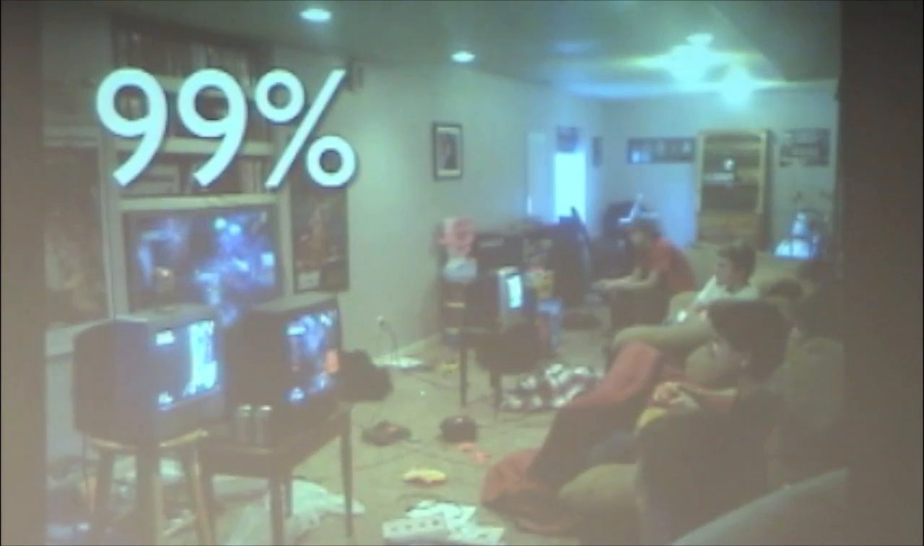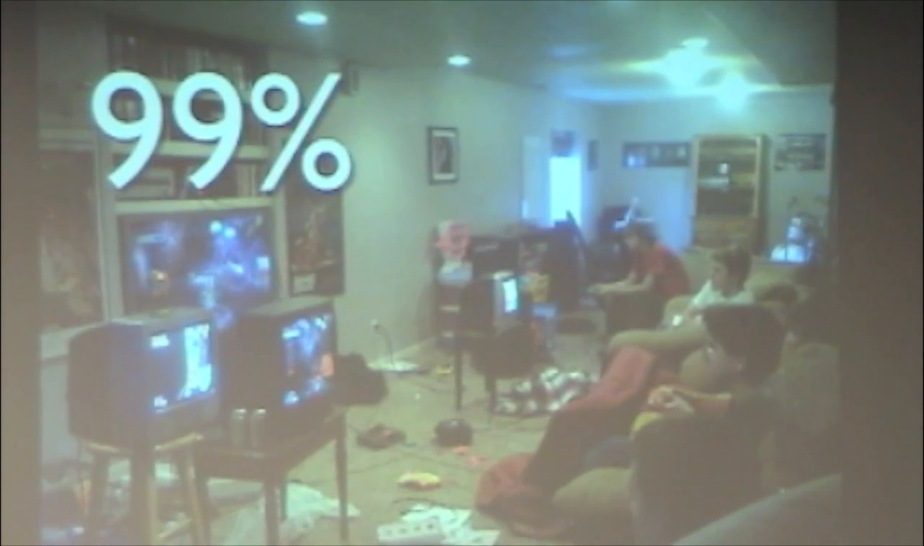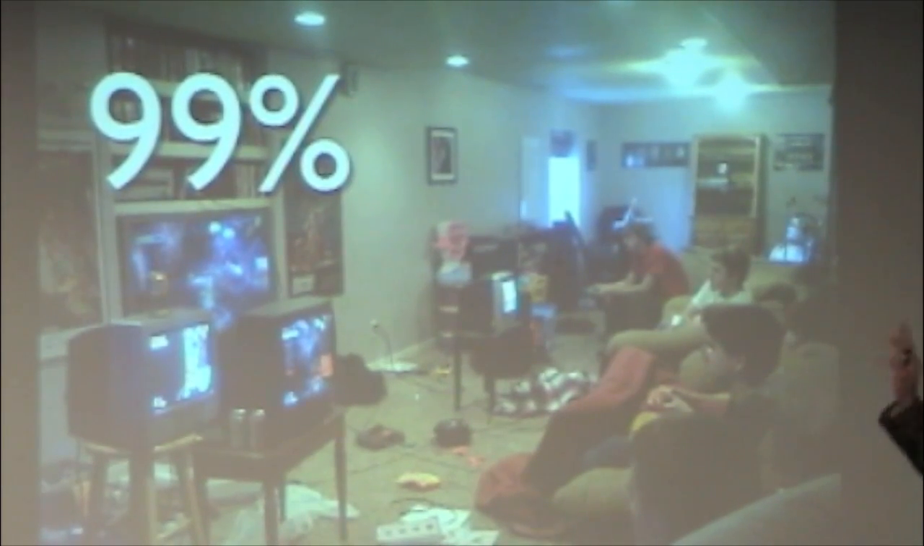This is an interesting little picture I took in my basement the other day. This is my son and 4 of his friends. I don't know if you've ever seen this happen. They brought 5 TVs, 5 video game consoles, and they all started the same game at the same time, and they were having a race.